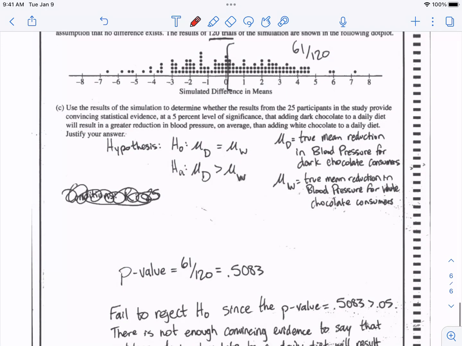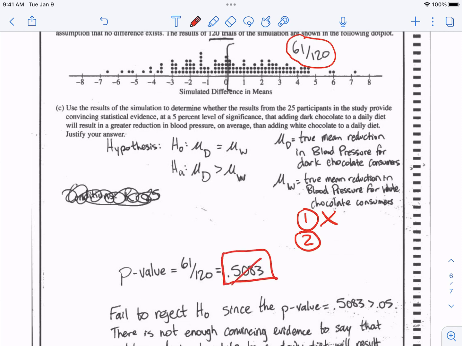And then finally, what you'll notice again, they did some sort of crazy calculation of 61 out of 120 to get the p-value. And so they did not use the simulation. And so the very first thing that we're looking for is that they calculated the p-value correctly. So part 1 is not true. They did not calculate the p-value correctly. But here's what's interesting in the scoring. This is the p-value they got. That is not the correct p-value.